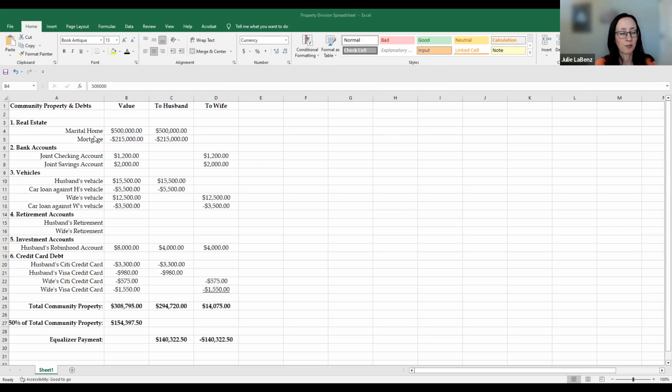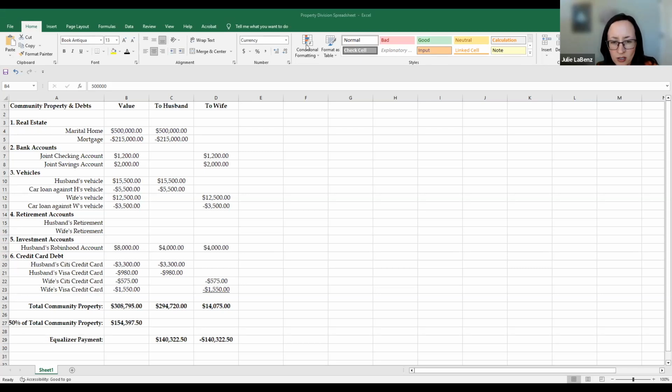Okay. So you'll want to get a value for the marital home. If it's subject to a mortgage, get the current value of the mortgage. It's really important to incorporate the debt associated with the house. You can't just list the asset value. You've also got to list the debt.